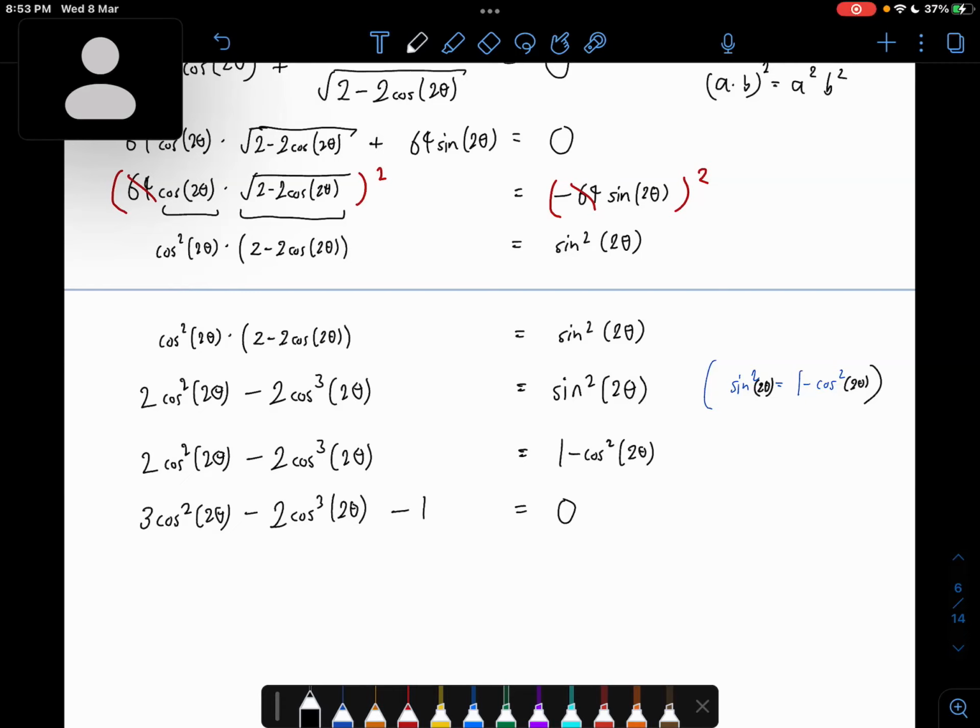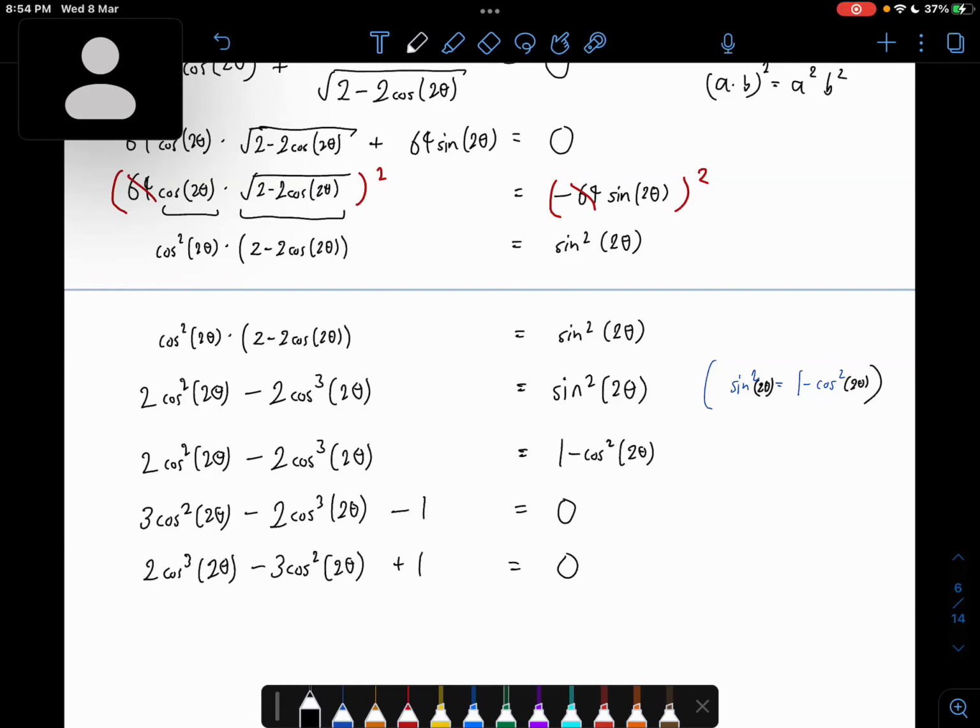I'll multiply throughout by negative 1 first, and I bring the 2 cosine cube to the left, just to make it look neater. Not sure if I can solve this actually. We'll see, we'll see. This is an equation in terms of what? In terms of cosine square.